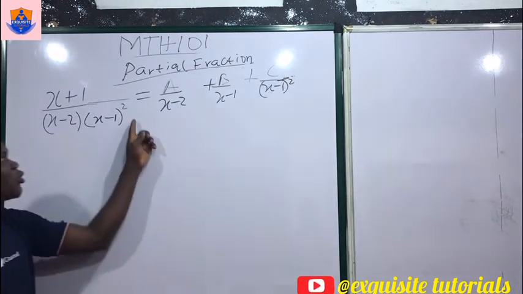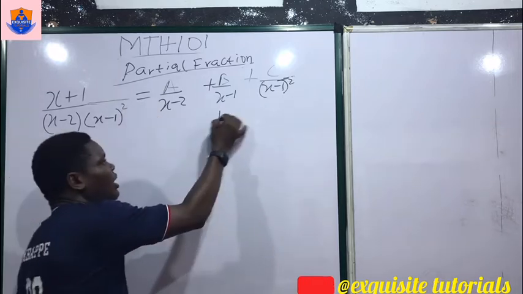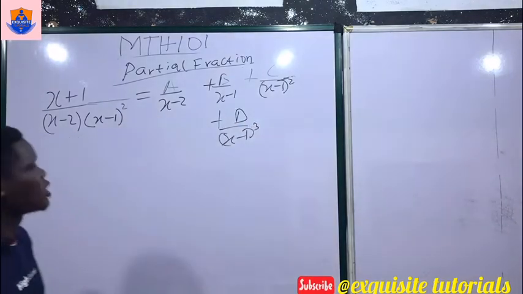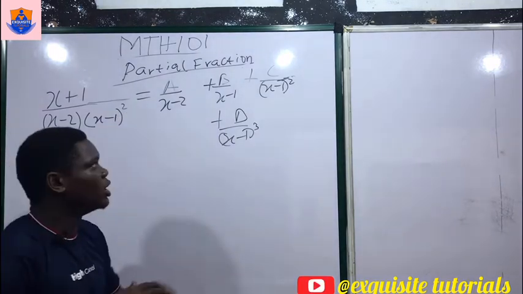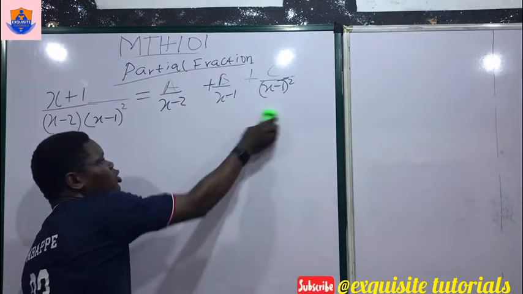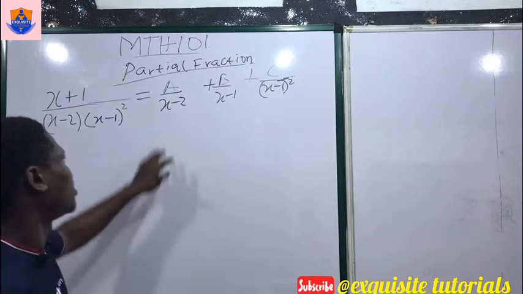So if this part was raised to power 3, you would have added dx raised to power minus 1 raised to power 3. But we are stopping at 2 because the power is 2 here. So you will keep increasing it like that. So that's it. As usual, you find the LCM.